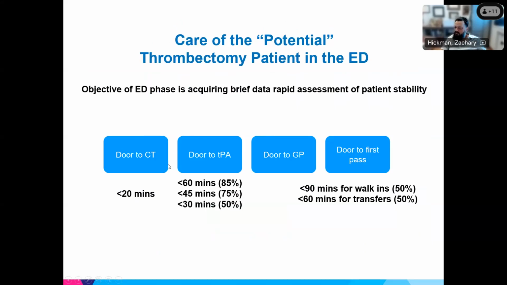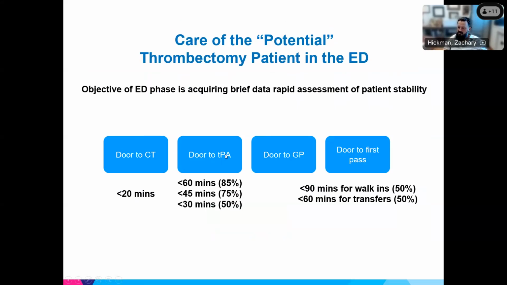In terms of timing, what we want to try to do is get the patient into a CT scan in less than 20 minutes. Once they've had the CT scan and we determine whether they have a stroke, whether they're eligible, and whether they have an LVO, we also want to get them either tPA or now tenecteplase if they're eligible for that.